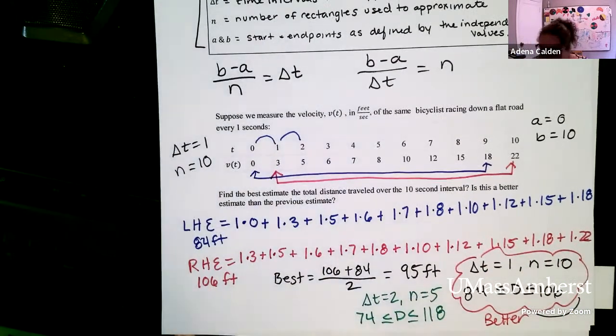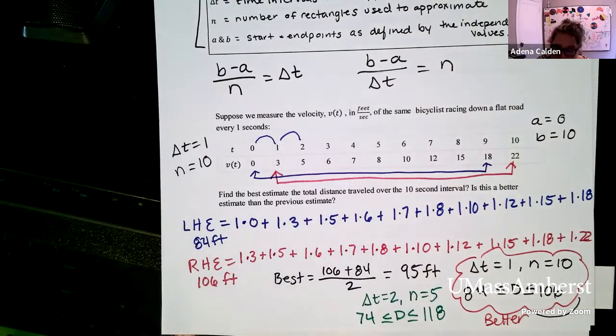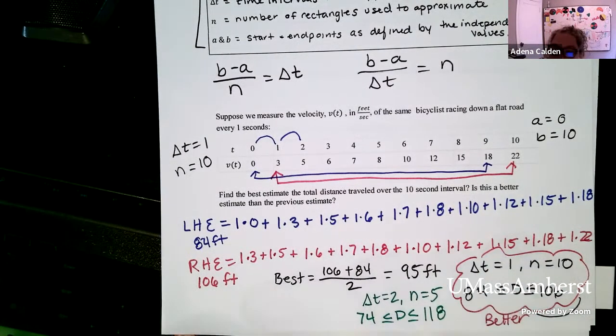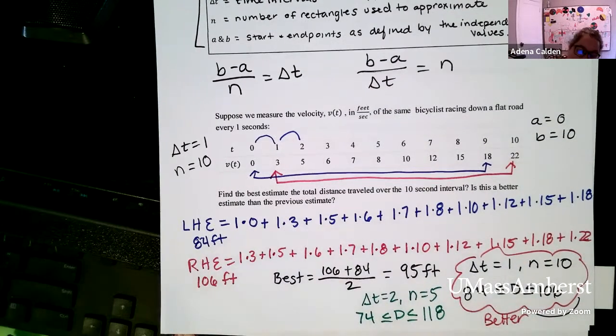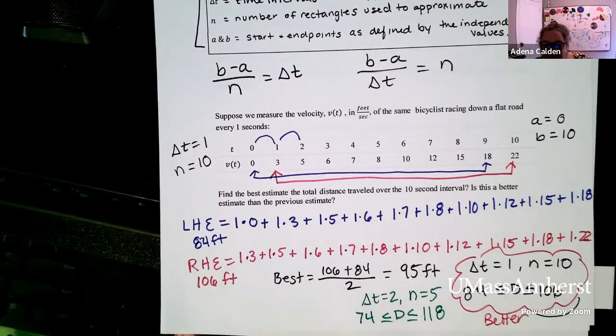So what does that mean in general? It turns out that in general, if you can make your delta t smaller, that means that your n will be bigger. You can fit in more rectangles. That's going to make your approximation better. Okay, so file that away for a minute, that we want delta t to get smaller and n to get bigger. We're going to come back to that.